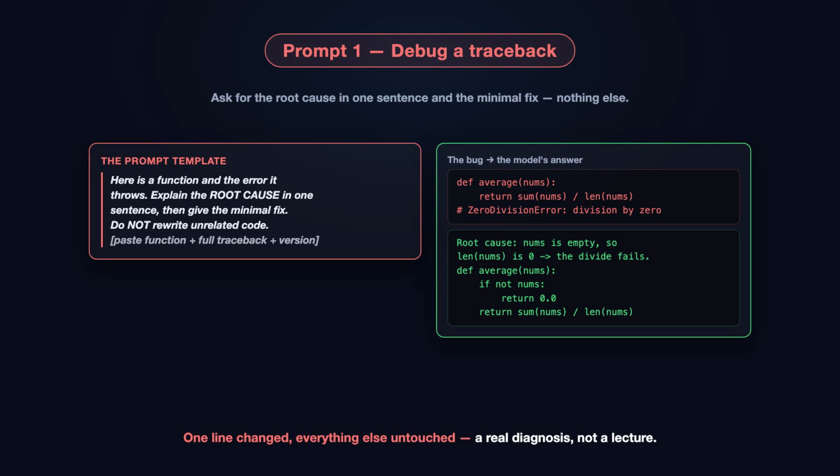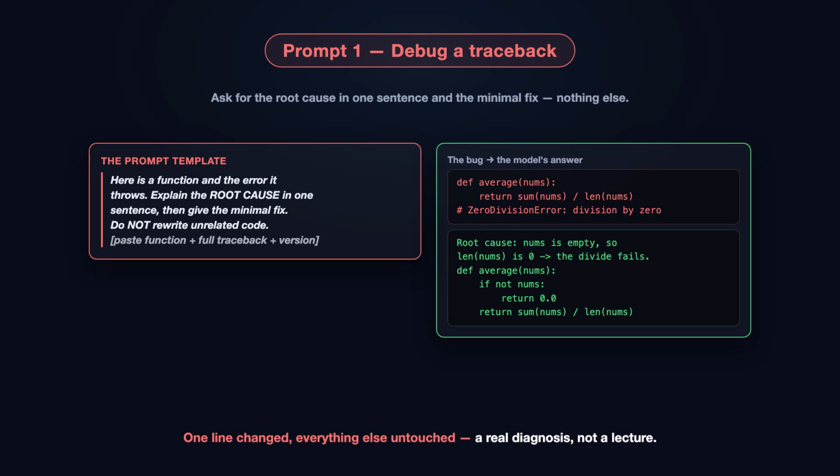3 things make this senior. 1. You ask for the root cause in one sentence, which forces a real diagnosis instead of a vague lecture. 2. Minimal fix, so it changes the one line that's actually wrong, not your whole style. 3. Do not rewrite unrelated code. That single sentence stops the model from silently reformatting everything and hiding the real fix.